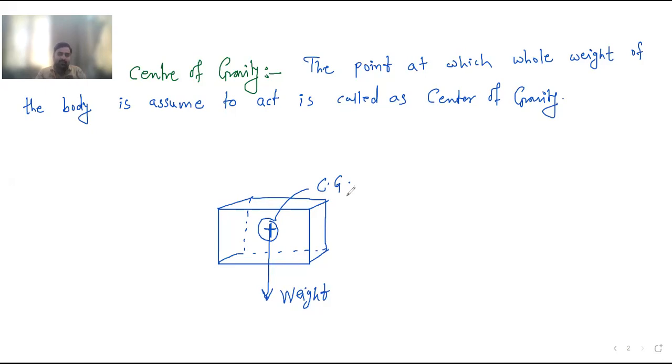In the case of plane figures, we call the same point a centroid. So for the plane figures, we will assume that area is acting through that single point. And for 3D figures, we assume that the weight of the body is acting. Okay, the weight of the body is acting. So that point is called the center of gravity. Okay, is there any doubt still?